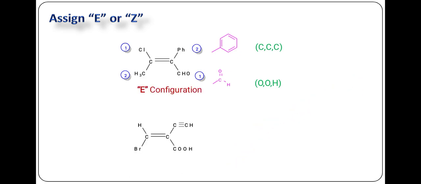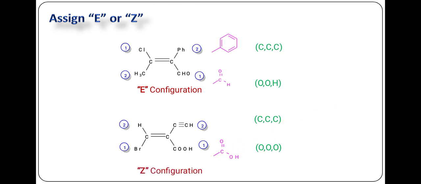Then next example, Br has the highest atomic number, so its priority is first. Hydrogen has the lowest atomic number, so its priority is second. Again we have to compare the priority of COOH and C triple bond C. In COOH the carbon is directly attached to double bond oxygen and OH. Here carbon is directly attached to carbon by a triple bond, that means priority goes to COOH first, then second goes to C triple bond CH. So in this molecule both first priority groups are present on the same side of the olefinic bond, so the configuration is Z configuration.